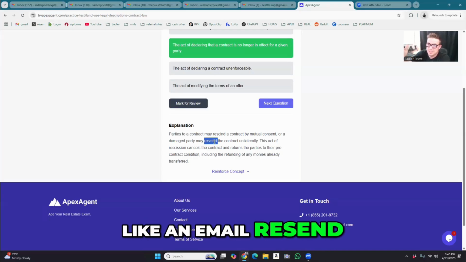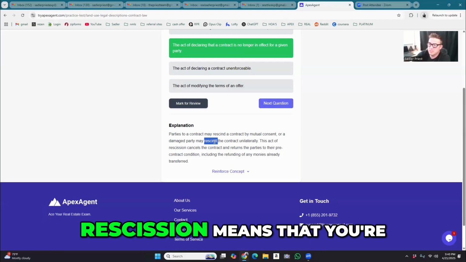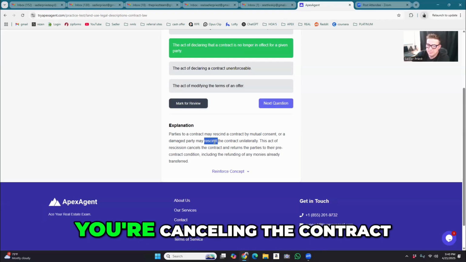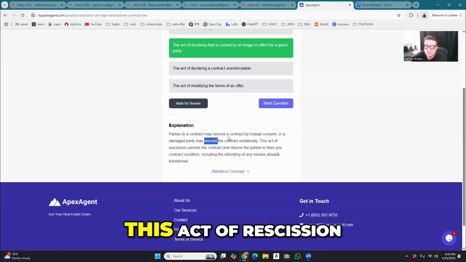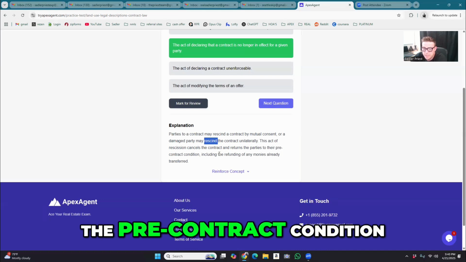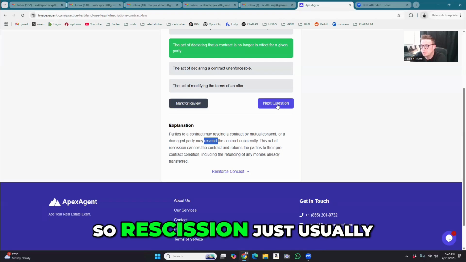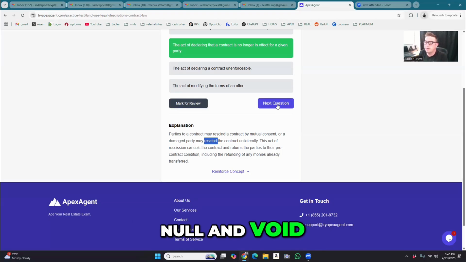So you're sending out like an email, resend. Rescind is spelled differently and you're pulling it back. Rescission means that you're pulling it back and you're canceling the contract. This act of rescission cancels the contract, returns the parties to the pre-contract condition, including the refunding of any monies already transferred. So rescission just usually means it's null and void. Everybody gets their money back and it's dead.